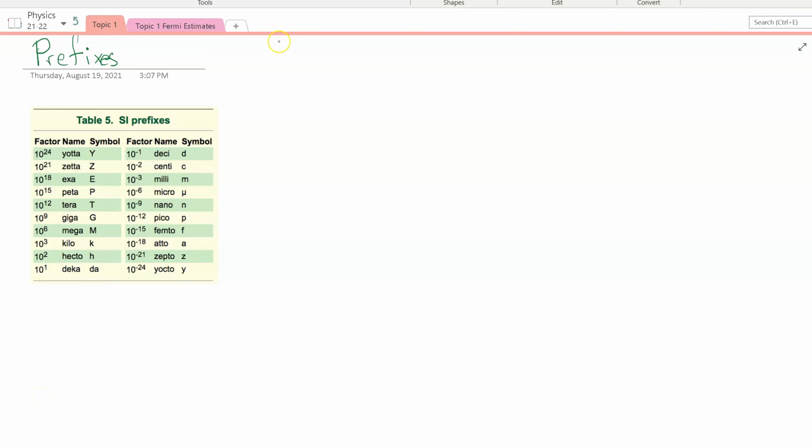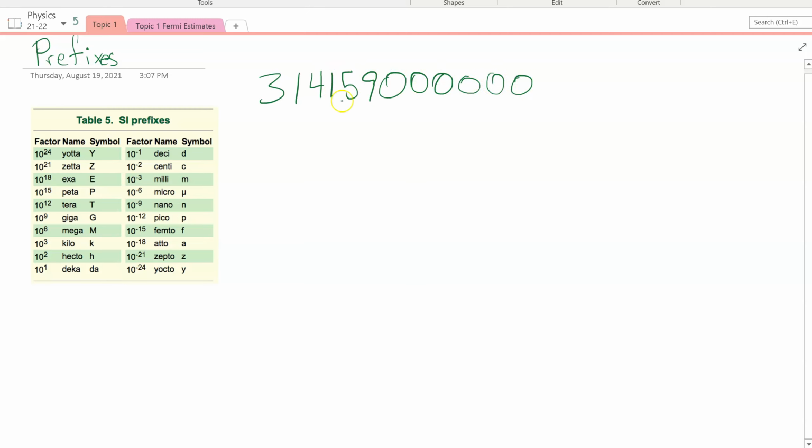Let's talk about SI prefixes and scientific notation and converting between different prefixes, because I think there was still some confusion in the room today. So the whole point of scientific notation and prefixes is to make dealing with big numbers or tiny numbers more convenient.